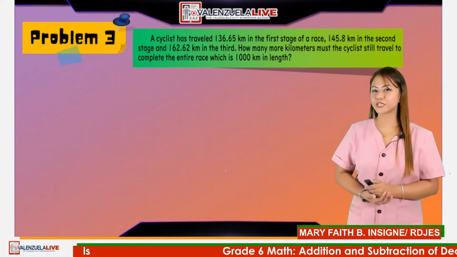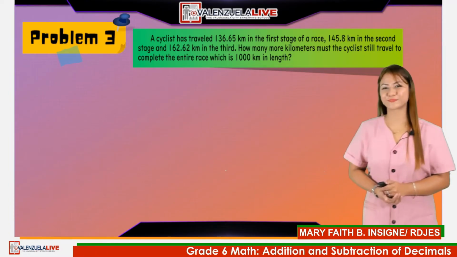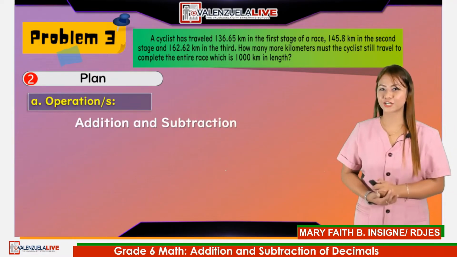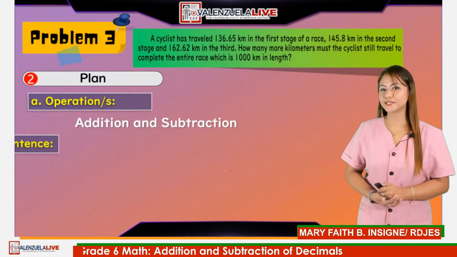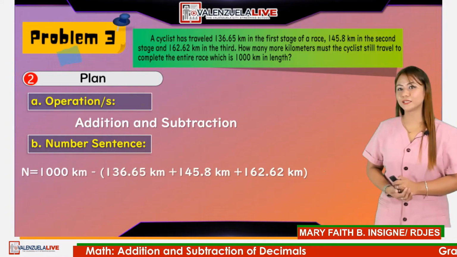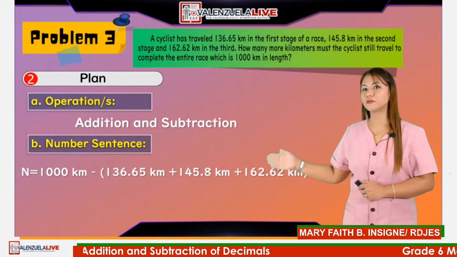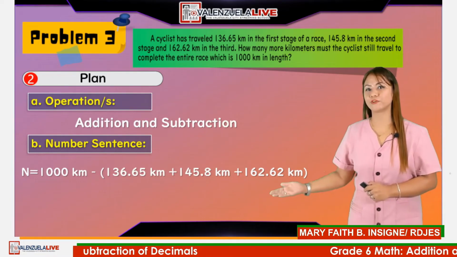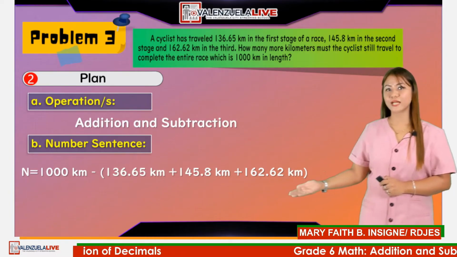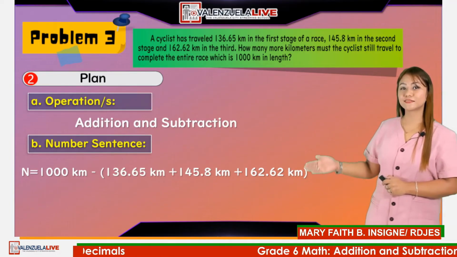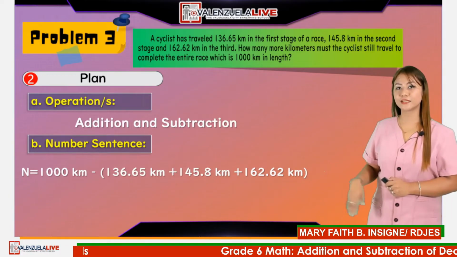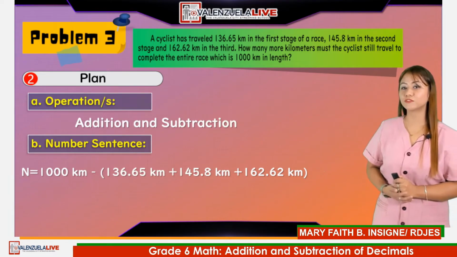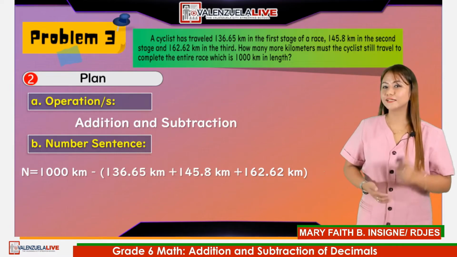Now, what operations are we going to use in this problem? Very good. We have addition and subtraction. Next, we're going to write the number sentence. So we have n equals the sum of 136 and 65 hundredths kilometers plus 145 and 8/10 kilometers plus 162 and 62 hundredths kilometers subtracted from 1,000 kilometers, wherein n is equal to the total distance that the cyclist still needs to travel.